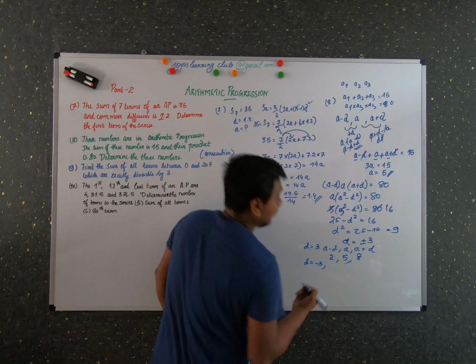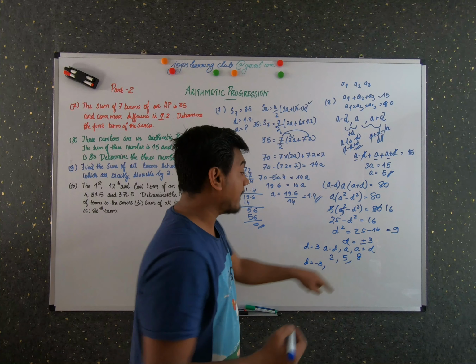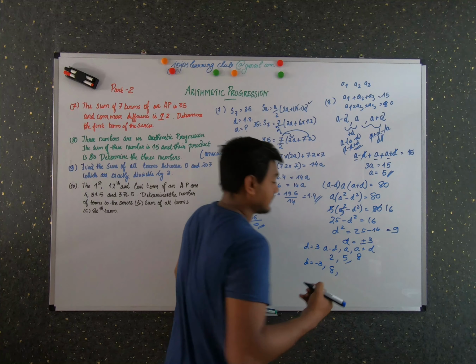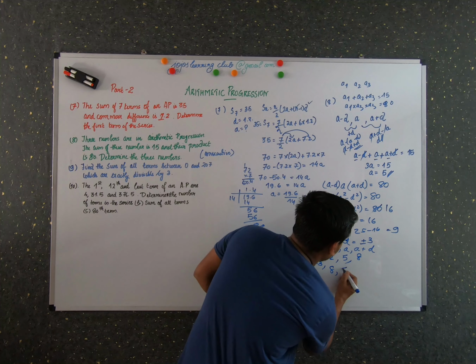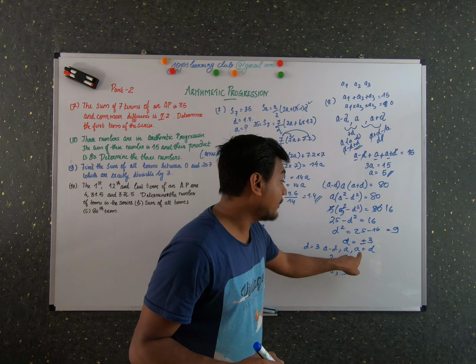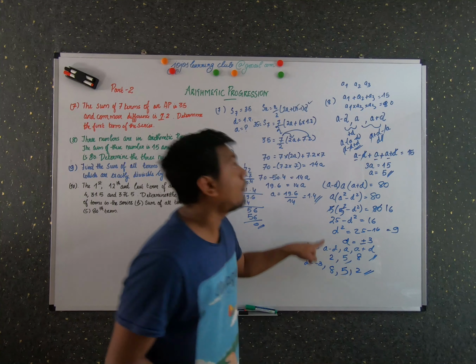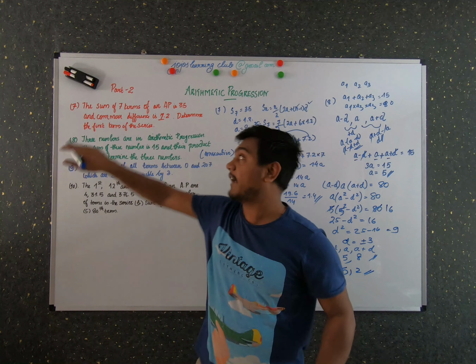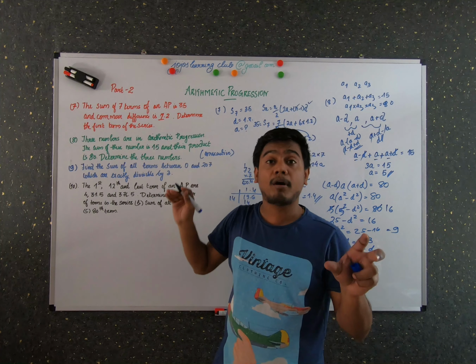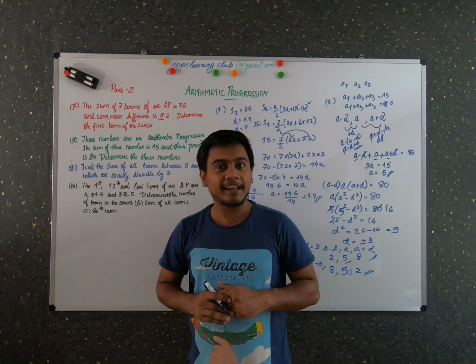Then what is the sequence? a minus d, so 5 plus 3 is 8. Then the next number is 5. And the next number is 5 minus 3, that is 2. So these are the two possible sequences when you say that the sum of three numbers is 15 and their product is 80. I hope it's very much clear.